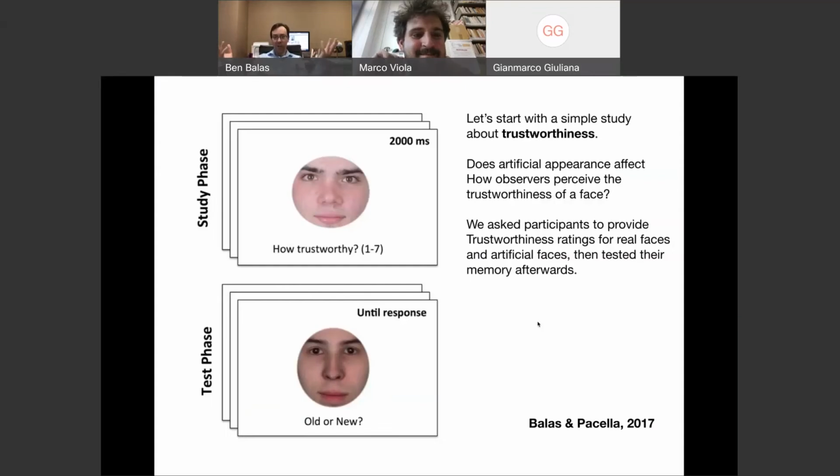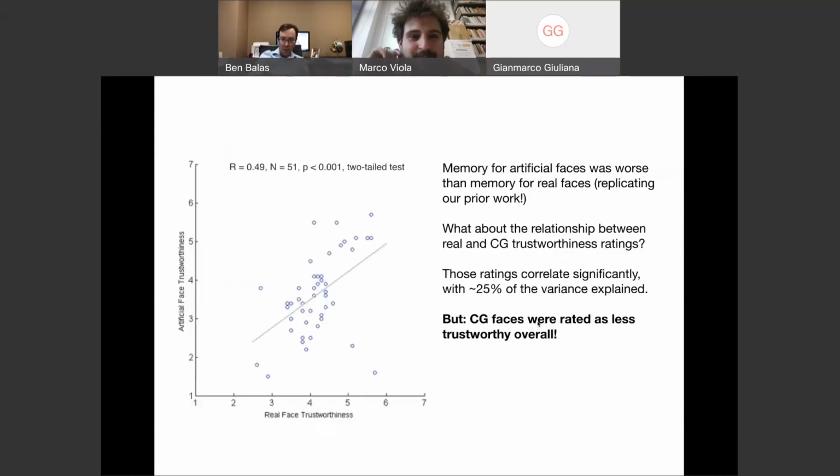So after they tell us how trustworthy everybody looks, we say, hey, surprise, we're going to show you some faces. Some of them will be the ones you saw before. Some of them will be new. Try to tell us which ones were the old ones. The interesting thing about this work is that, first of all, your memory for artificial faces is just systematically worse than your memory for real faces, which by itself is kind of interesting, but somewhat unrelated to this question about social variables. But I do want to mention it just so you kind of keep it in your head.